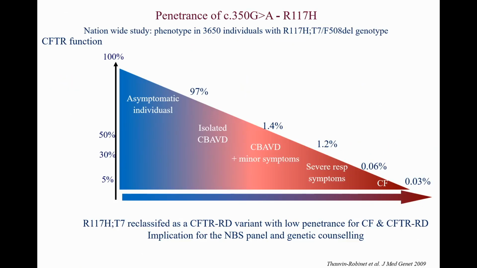And this is very nicely illustrated in the case of the R117H mutation. And here I show the results of a French nationwide study where we studied 3,650 individuals carrying the R117H T7 in trans with the Delta 508 variant. And as you can see here, unexpectedly, there were very few patients with cystic fibrosis reported, and also very few patients with CFTR-related disorder, including isolated CBAVD or CBAVD with other CFTR-related disorder.